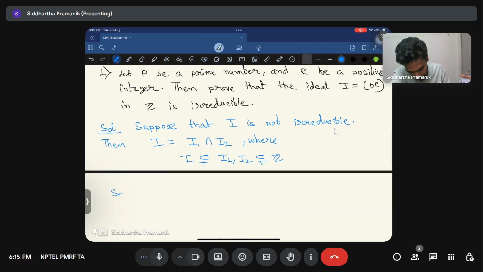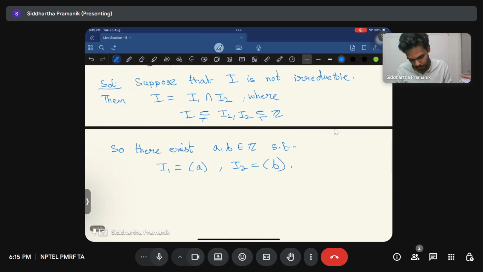Okay, so I1 and I2 are principal ideals. So there exist a and b belonging to Z such that I1 is generated by a and I2 is generated by b. Now the ideal generated by p^e is basically equal to the intersection of the ideal generated by a and the ideal generated by b. So what does this mean?